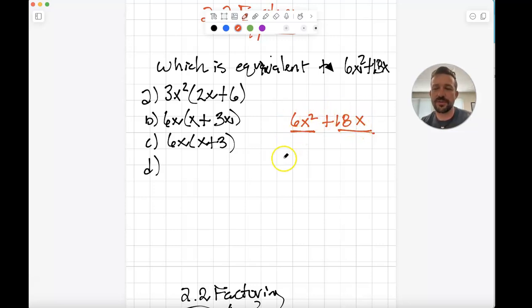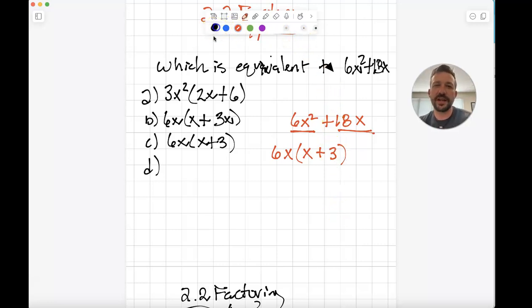So let's do some factors here. Let's say they're both divisible by 6x. If I divide this by 6x, all I'm left with is an x. And then plus, you'll see how we check it right now, the 18x. If I take out an x, I don't have any x's left, and 18 divided by 6 leaves me with a 3.